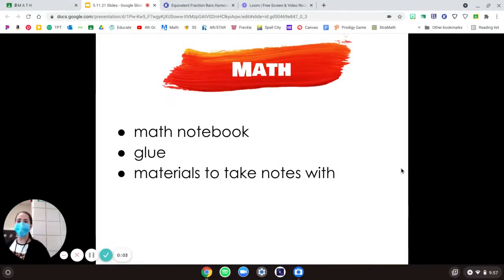All right, fourth grade friends. Today you have your math notebook and your voices are off. You have your glue. You have some sort of materials to take notes with, like a pencil, okay? And then you should have your crayons ready too. Colored pencils would work if you don't have the colored crayons, okay?